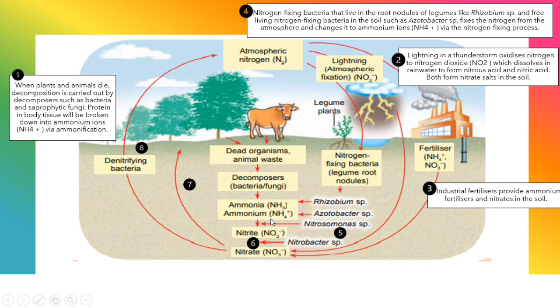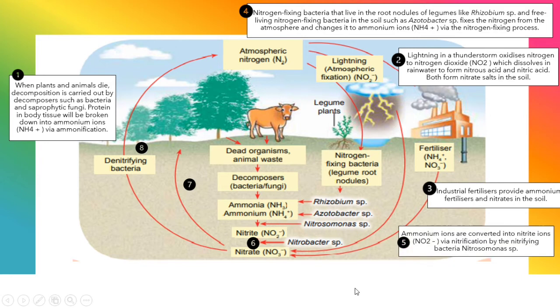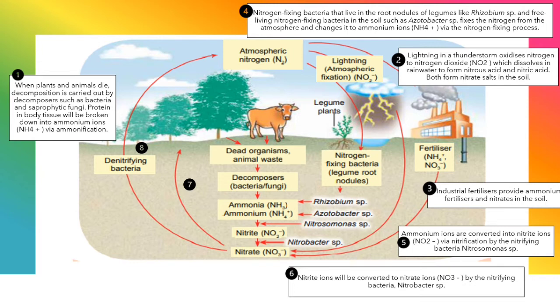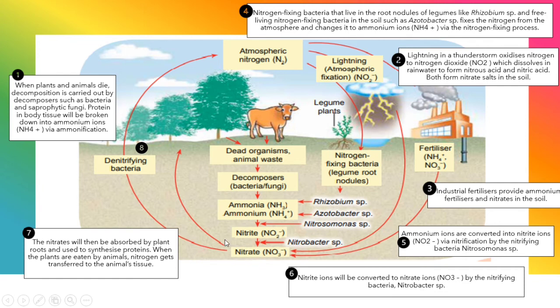Okay, what happens after this? Ammonium ions are converted into nitrite ions, NO2 minus, via nitrification by the nitrifying bacteria Nitrosomonas. So the ammonia or ammonium is converted into nitrite by Nitrosomonas. After that, nitrite ions are converted to nitrate ions by nitrifying bacteria called Nitrobacter. So this nitrate will be absorbed by the plant roots to synthesize protein in the plant.